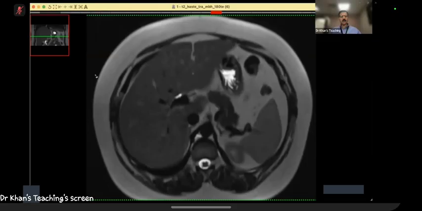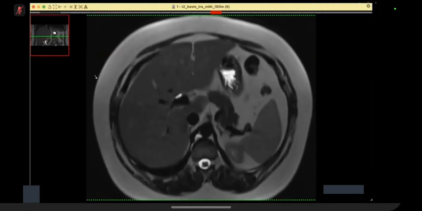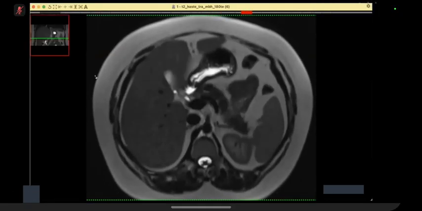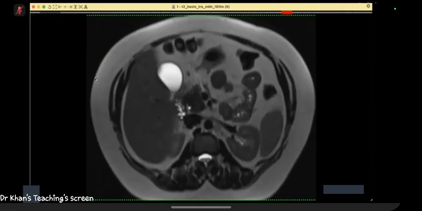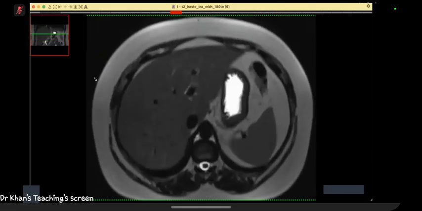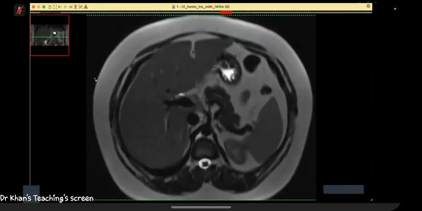Which contrast media will you use for that? I can use Primovist, hepatobiliary phase like this one. And in this one, there is common bile duct secretion of gadolinium.